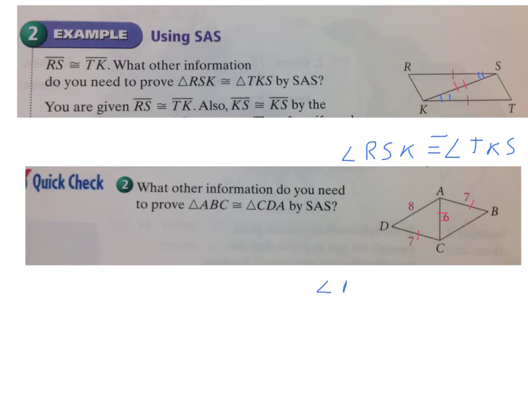Angle ACD, which is this angle right here, would have to be congruent to what angle? Hopefully you're going to say angle CAB. This angle would be the included angle between the two marked sides. If you knew those two angles are congruent, then you can say triangles are congruent by SAS.